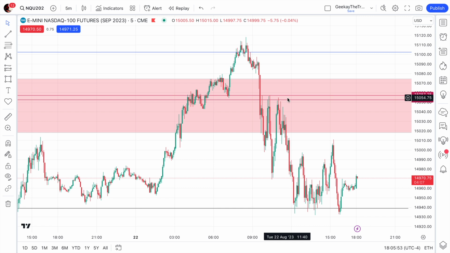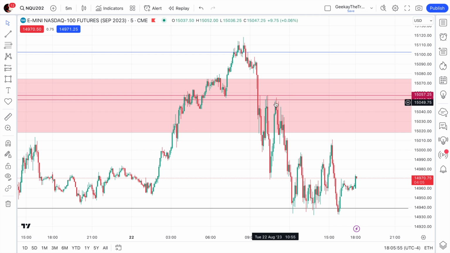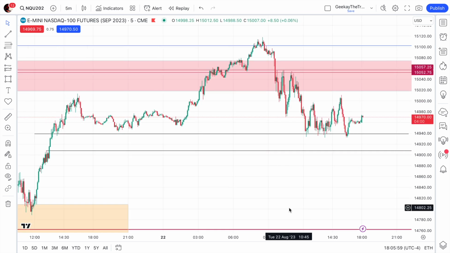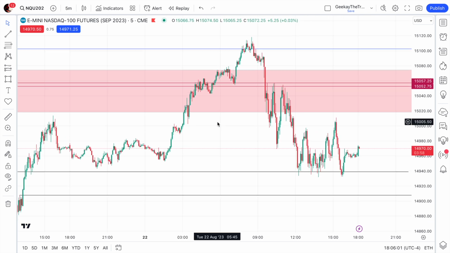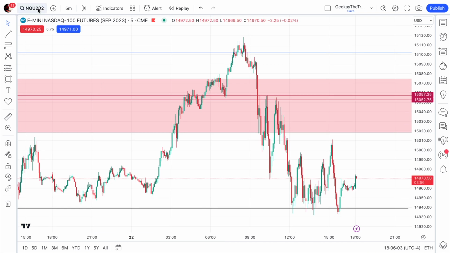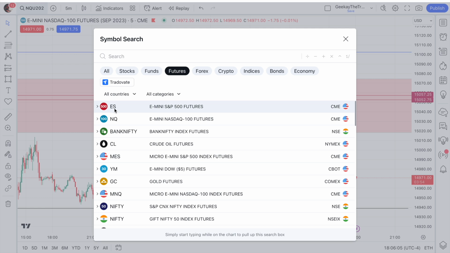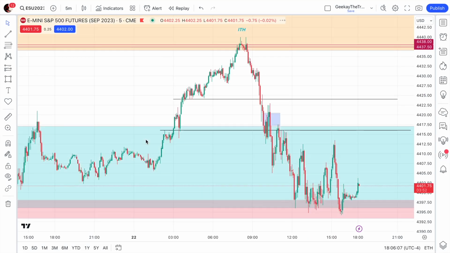But anyways, you can see failure to get up there. And then we displace lower and ultimately go for that discount gap. So I think I went over everything I went through today.